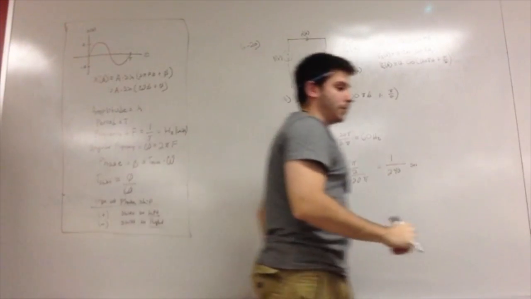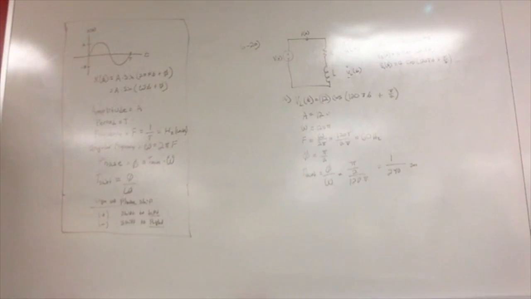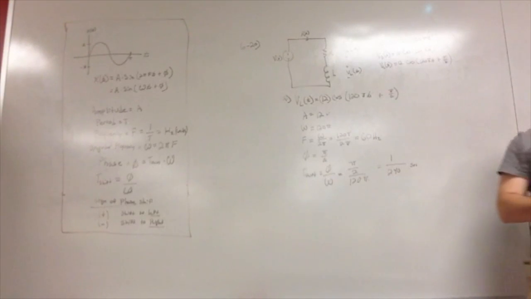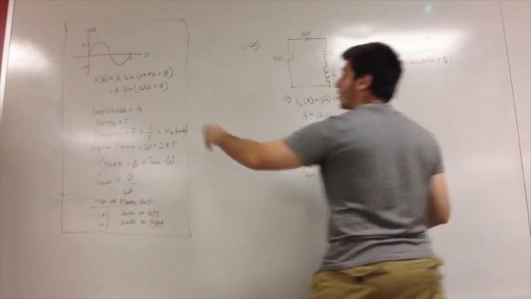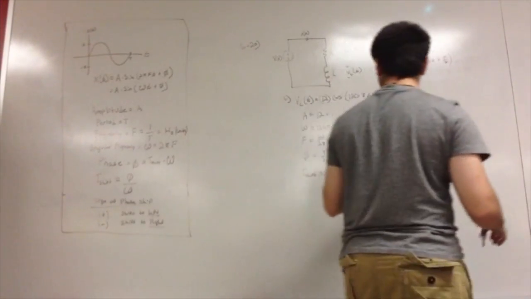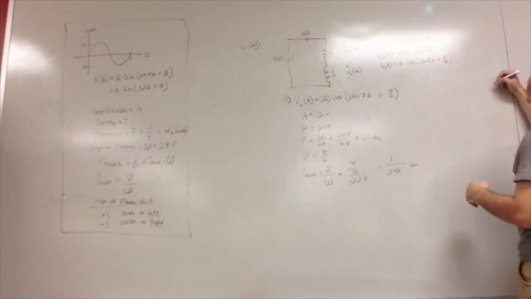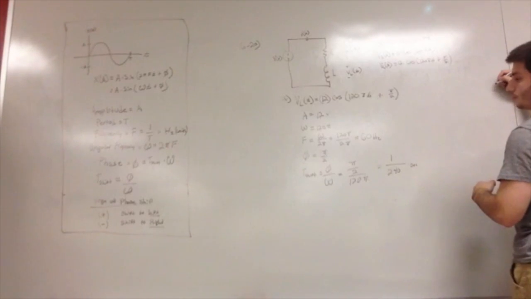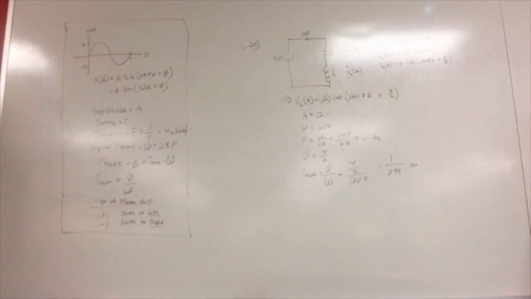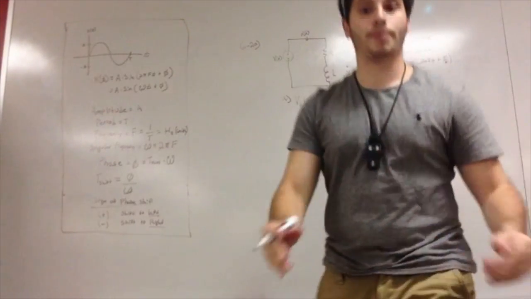Alright, part B asks us to plot one cycle of V of t, or V L of t. So, how are we going to do this? If we look at this and we know that a regular cosine, let's just plot a generic cosine. I'm going to have to do it over here, but I need to move this camera a little bit.